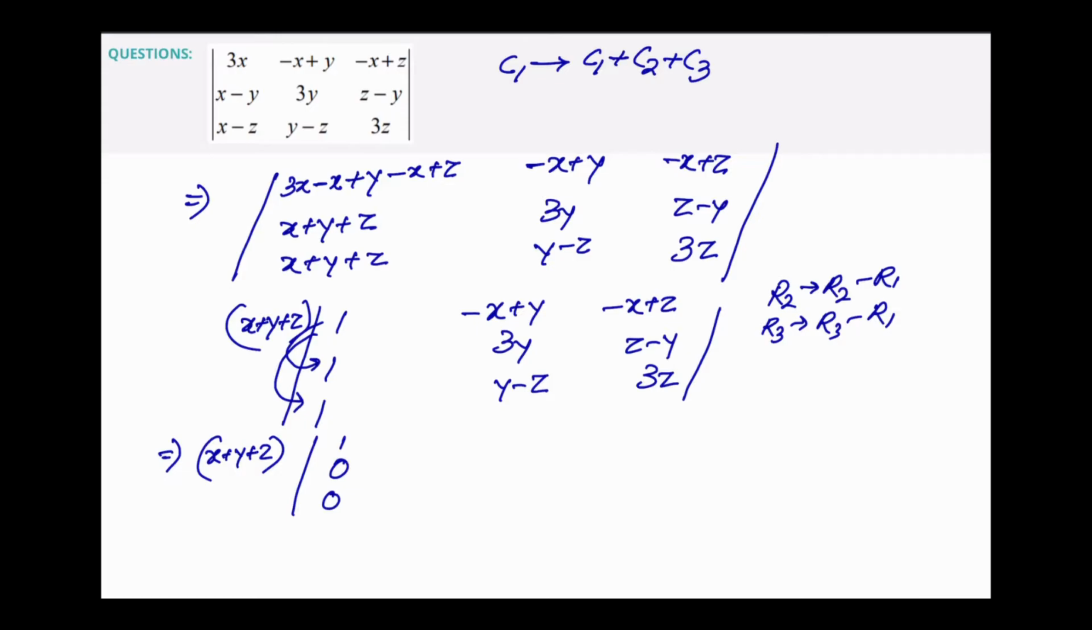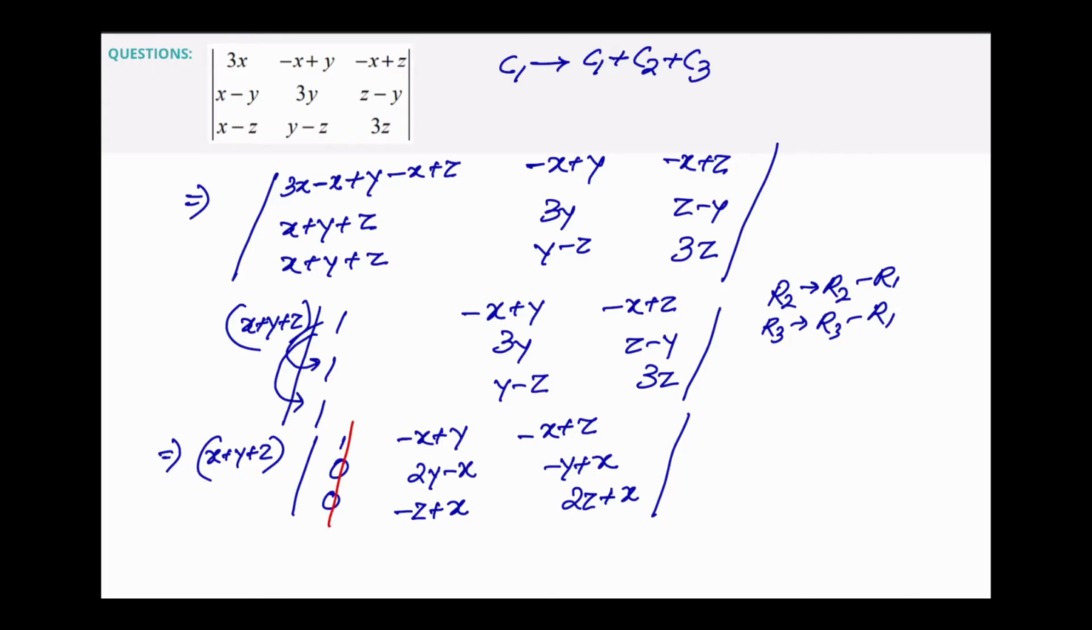Correct. Now minus x plus y. If you subtract 3y minus y, it will be 2y minus x. Correct. And if you subtract from the top, y is gone, so minus z plus x. Now here, minus x plus z, if you subtract minus y plus x, and the last one will be 2z plus x. Correct, student? Very simple. Now we already got two zeros, so we'll be expanding along this.